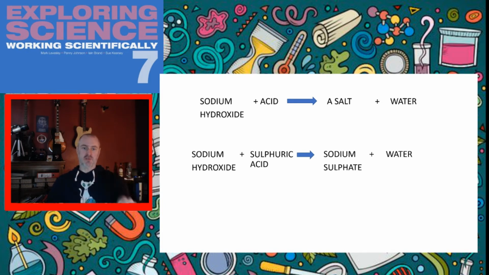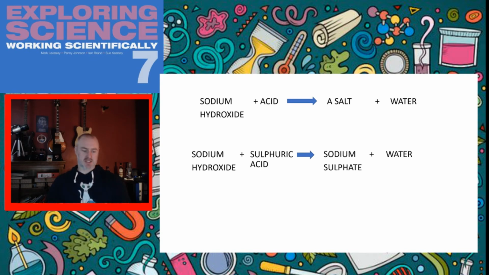Now, if I use sulfuric acid, if we have a look at the salt, we can see that the last name of the salt is sulfate. But the first name of the salt is sodium. The first name of the salt will always be the first name of the alkali. So if I've got sodium hydroxide and I add sulfuric acid, I'm going to get sodium sulfate as my salt. And that'll be a soluble salt. That'll be dissolved in the water that's also produced.